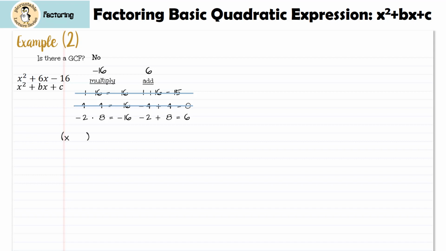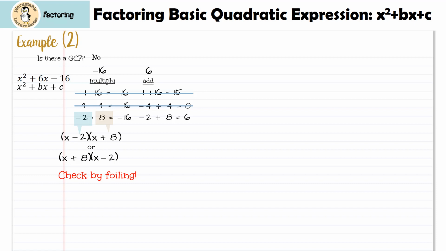Now the next step is to make our parentheses, and I already put the x's in there, because remember when we FOIL, our first is x times x, which has to be our x squared. Next, easy. We just put in subtract 2 and plus 8, and we did it. Maybe you did 8 times negative 2. Well, in that case, you would have x plus 8 times x minus 2, and it doesn't matter.